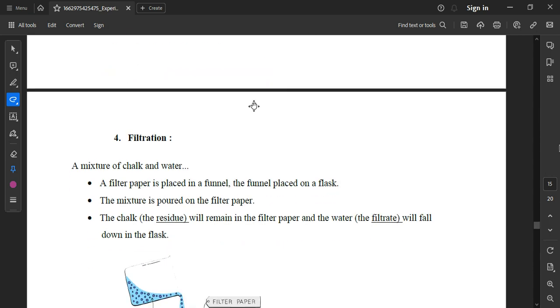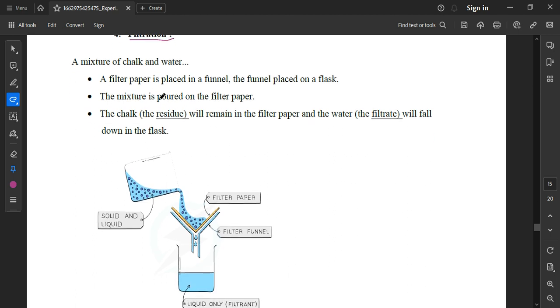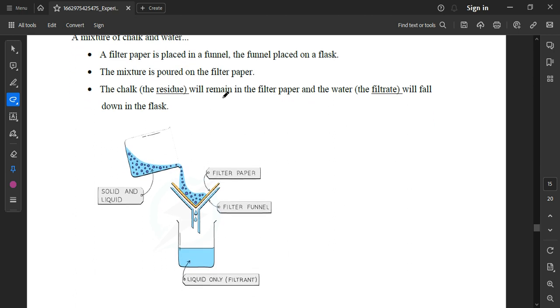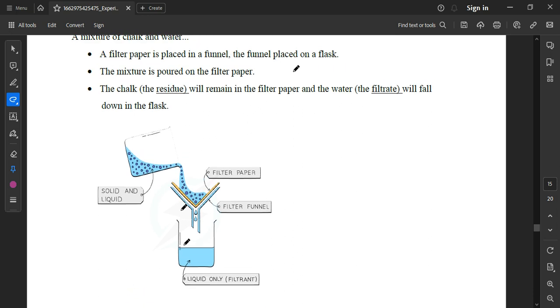Moving on, filtration. This is a process you are all very familiar with. Let's say a mixture of chalk and water. A filter paper is placed on a funnel. The funnel is placed on a flask. The mixture is poured on the filter paper, and the chalk, this is called the residue, will remain in the filter paper, and the water, this is called the filtrate, will fall down into the flask.